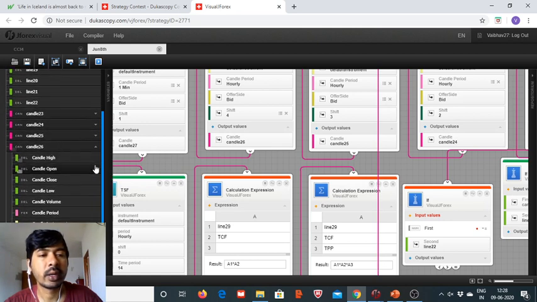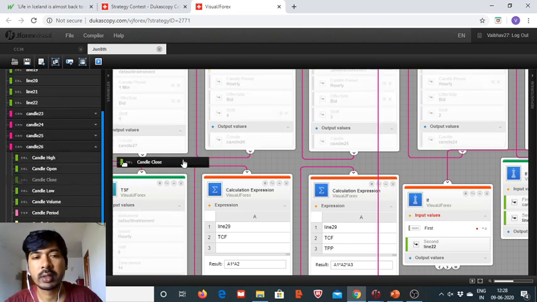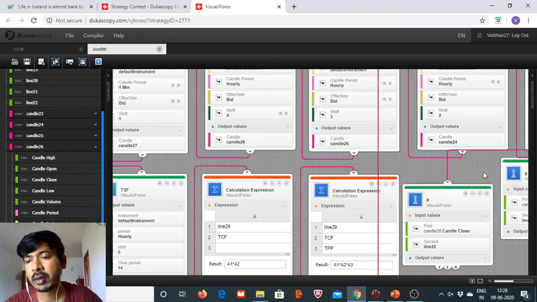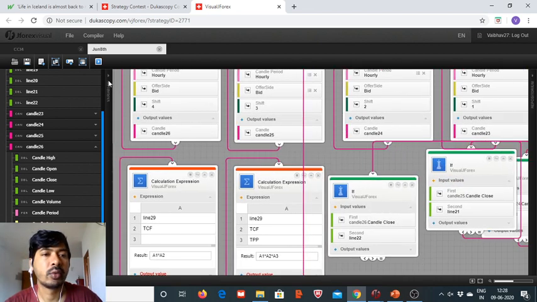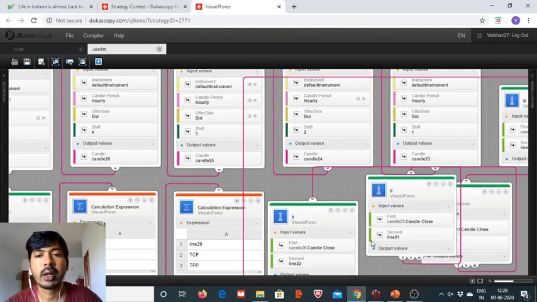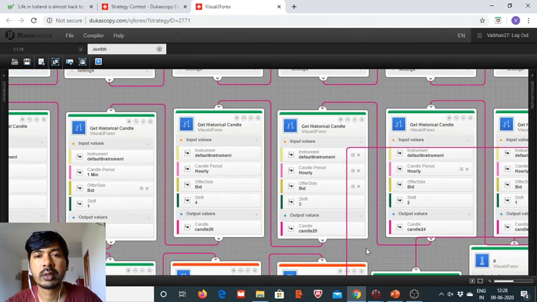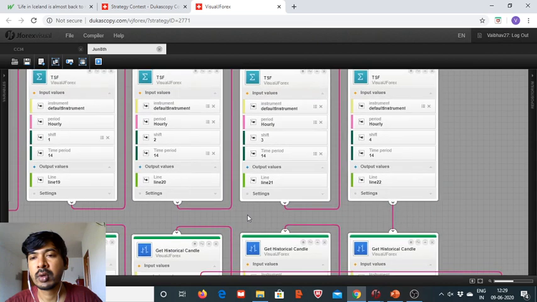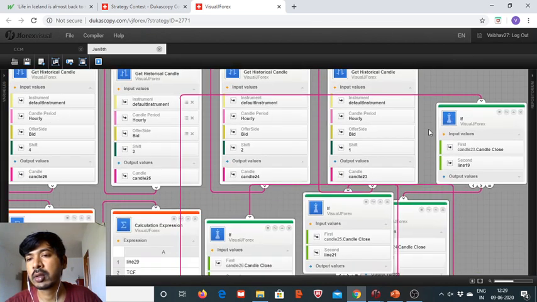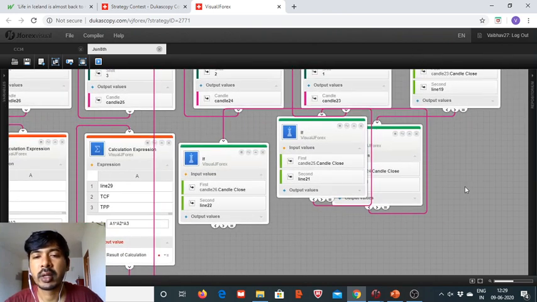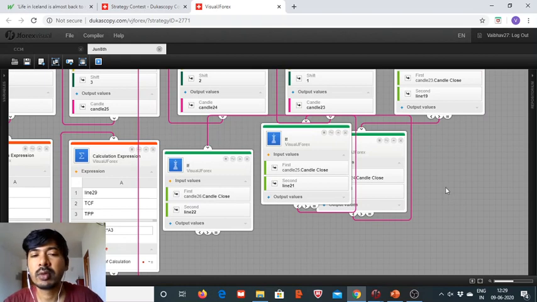So here we take candle 26, and this is the closing level, and that needs to be less than the line 22, and line 22 is the TSF value with shift 4. Here it is. So we have got the comparison done for respective historical candles and the TSF values.